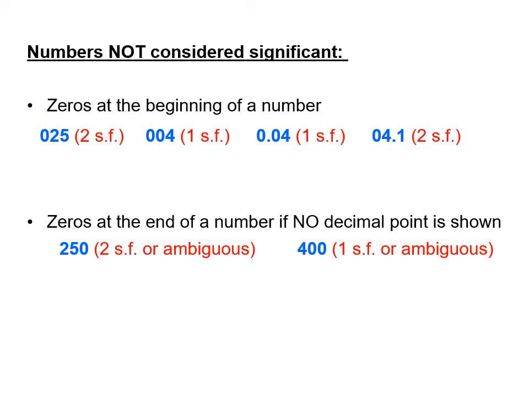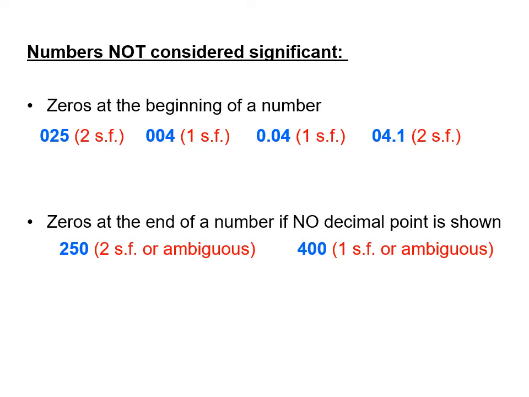If there was a decimal point there, then we would know for sure that that zero is significant. But if there is no decimal point shown, we assume that that zero is not significant. Okay, so that number is ambiguous, and we assume that there's just two significant figures.